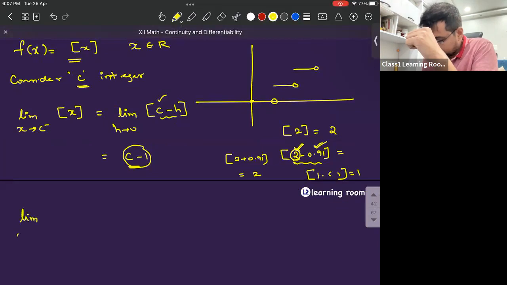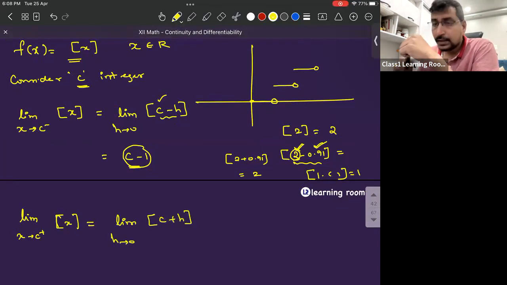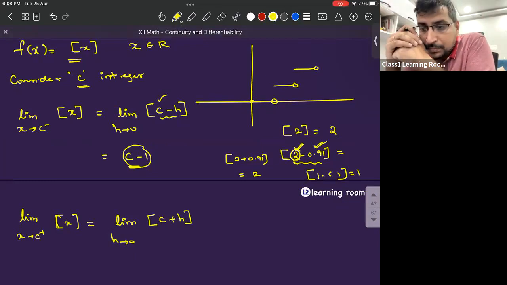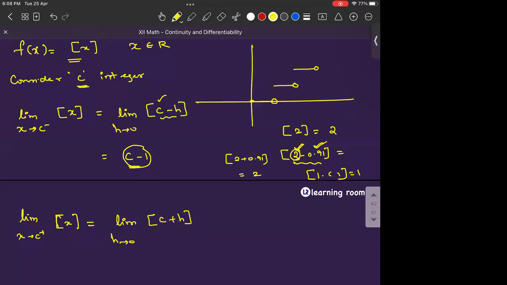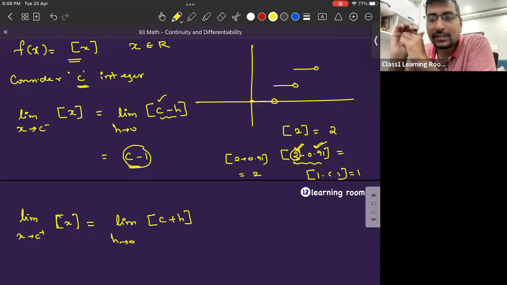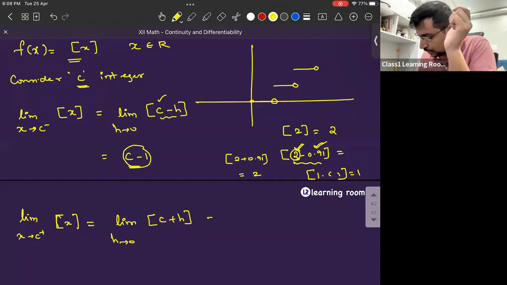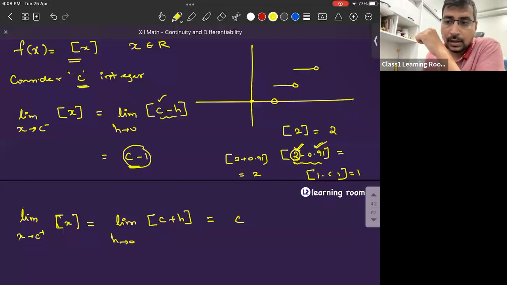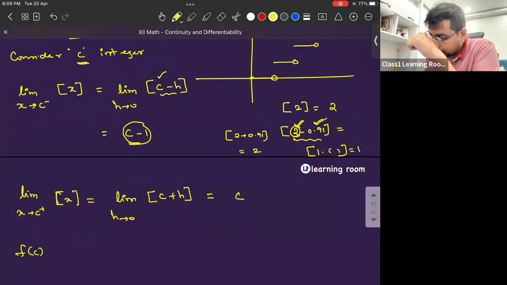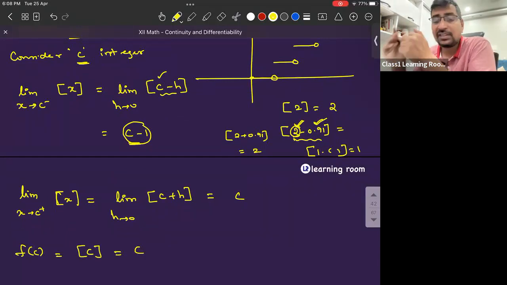Similarly, limit x tends to c plus of greatest integer of x is going to be equal to limit h tends to 0 of greatest integer of c plus h. So what is greatest integer of c plus h? It is c itself. Now, what is f of c here? f of c is greatest integer of c. c is an integer. Greatest integer of c is going to be c.